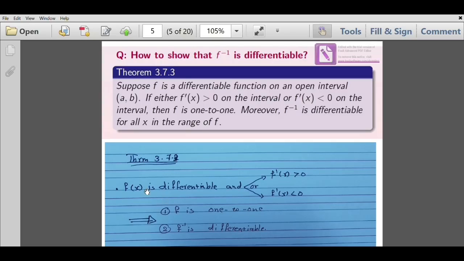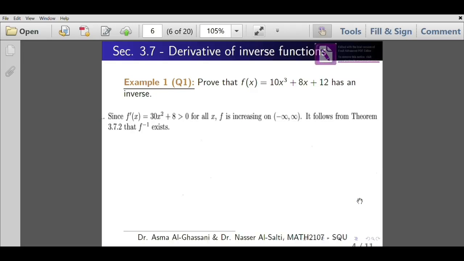So in brief, if your function f(x) is differentiable and it is either increasing or decreasing, which is f prime of x greater than 0 or f prime of x less than 0, then we have two results. The first one, f is 1 to 1. The second one, f inverse is differentiable. So if your function f is differentiable and either increasing or decreasing, the result is f is 1 to 1 and f inverse will also be differentiable. Now let us see example 1.